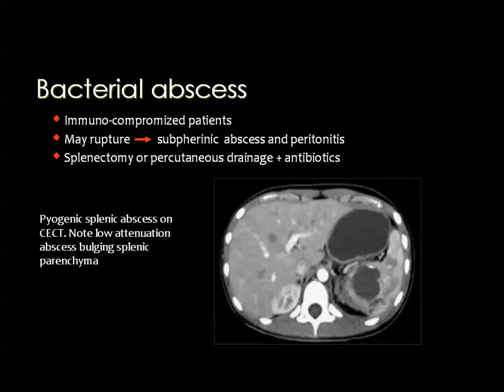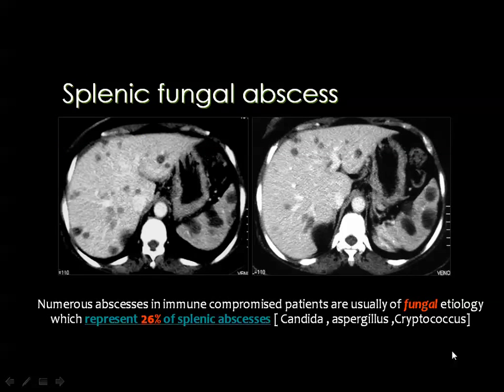Then abscesses may be due to bacteria or other organisms, and they may occur, especially in the spleen, in patients with an immune compromised state. Whenever a splenic abscess ruptures, it may lead to peritonitis. And you see here in this post-contrast study, this is the spleen, and this is a marginally enhanced, fluid-containing lesion in the posterior part of the spleen, representing an abscess.